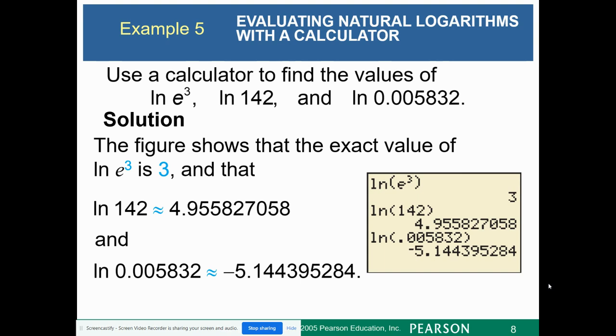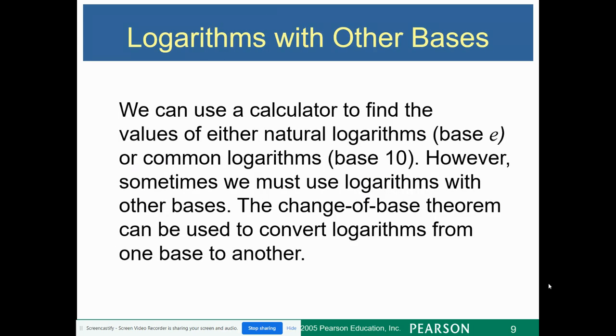We can use a calculator to find the values of the natural log by using the ln key on our calculator. So the natural log of e to the third power is equal to 3. The natural log of 142 and the natural log of 0.005832 all have values that you can find easily on a calculator. If there are bases other than e and 10, most calculators will not be able to handle that.